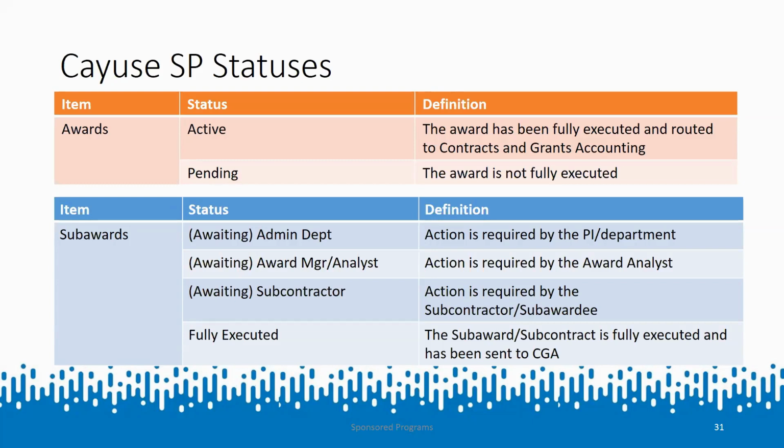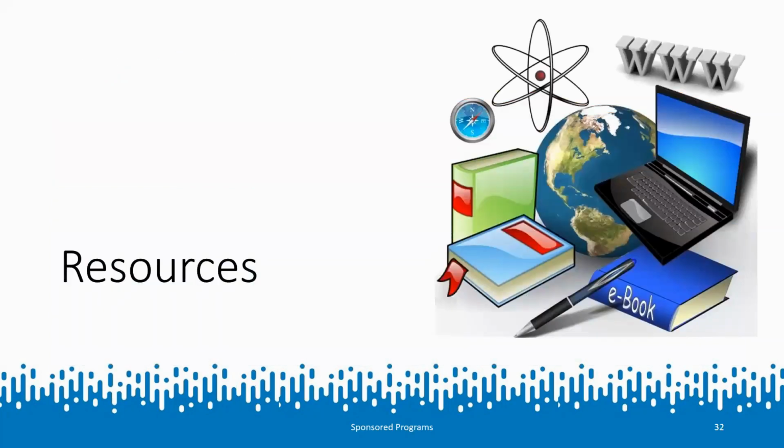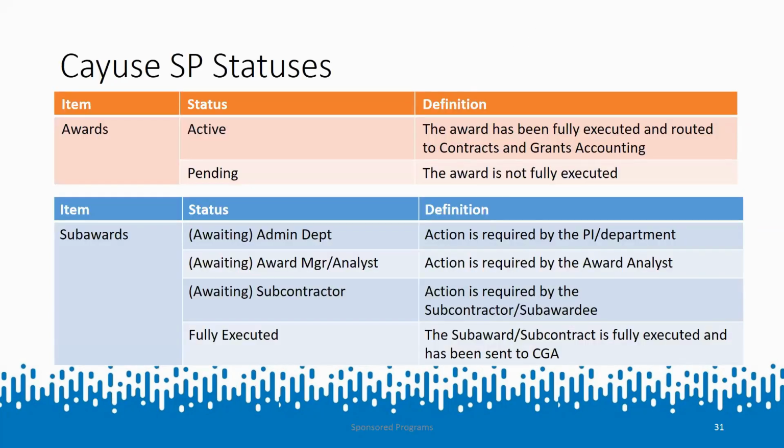Awaiting the subcontractor means that we're waiting on something from that subrecipient, and fully executed means that it is done and has been sent to CGA. They probably get it the same. I don't know when their feed goes, but they will get it automatically. All right, questions? Because we're doing really good on time.